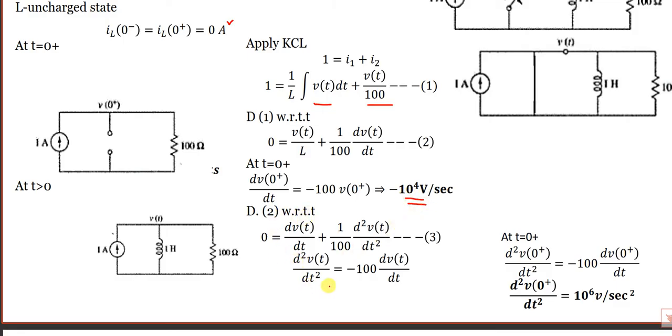Differentiate once again with respect to t. You will get minus 100 dV by dt. Substitute the value of dV by dt at 0 plus: minus 100 into minus 10 power 4. Minus into minus is plus, so 10 power 6 volts per second square.